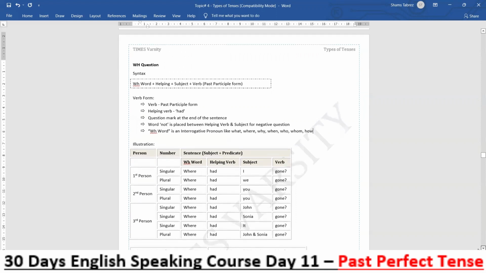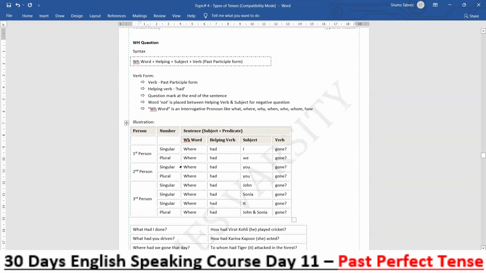So now if we talk about the WH question, we have the WH word, helping verb, subject, and then verb. So it starts like, where had I gone? Where had we gone? If we put a WH word in a simple question, then it becomes a WH question. So, where had you gone? Where had John gone? Where had John and Sonia gone?